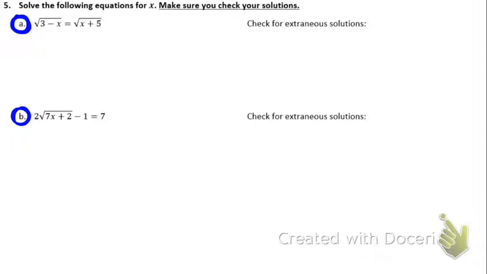Number 5. We just did ones like this in the bell work, right? Take a couple minutes, and I want you guys to do these two on your own. Check them, and then we'll go over them pretty quickly since we've already talked about ones like this.